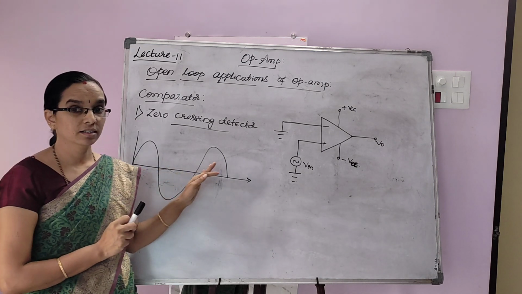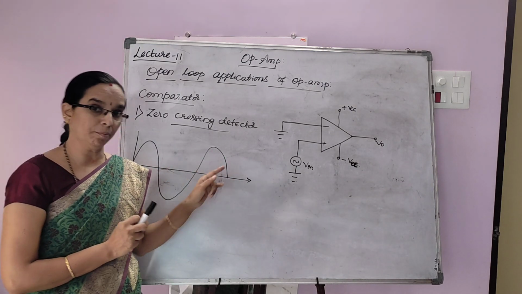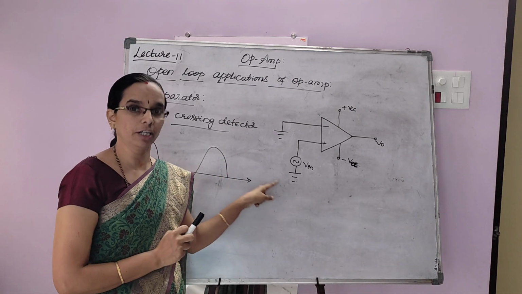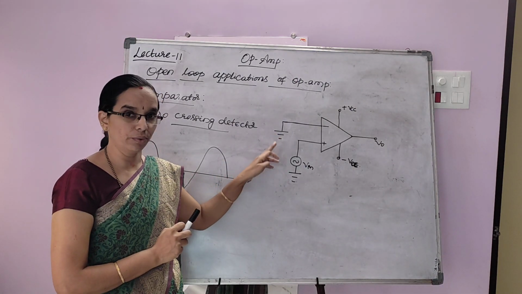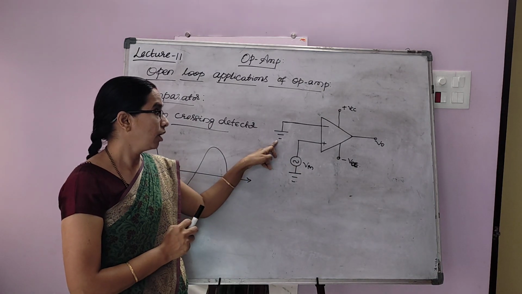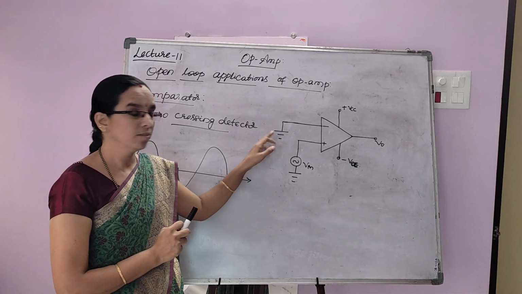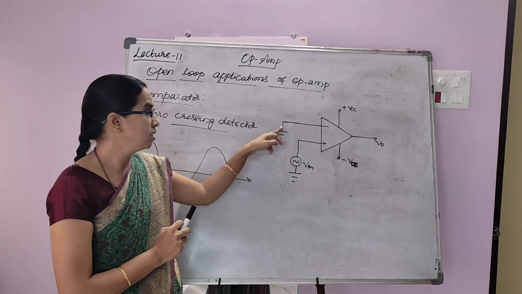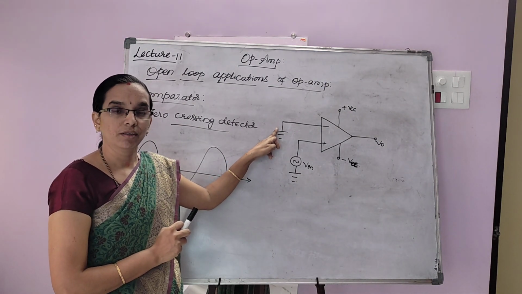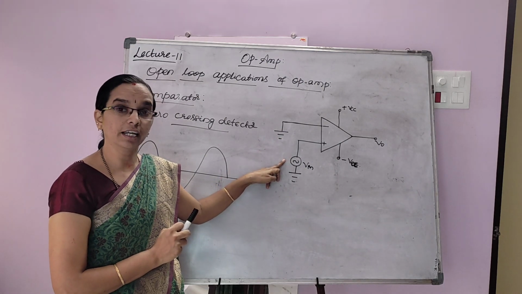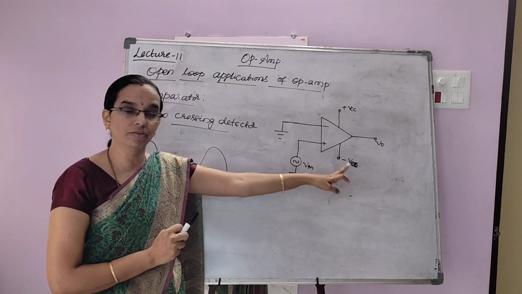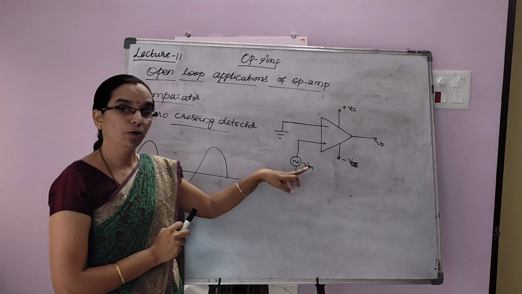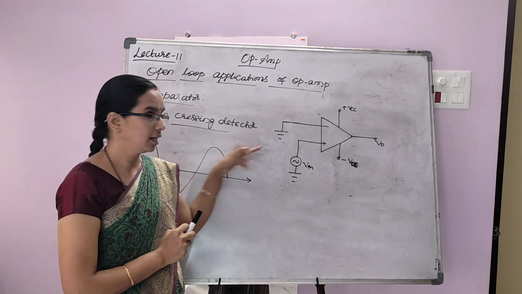In this case, it is also a comparator, but the input is given to only one terminal, that is the non-inverting terminal, and the inverting terminal is grounded. Here grounded means it is at zero potential. It will compare both the inputs, that is Vin is compared with the ground potential. Whenever Vin is greater than the ground potential, the output will be different. When Vin is less than the ground potential, that means zero voltage, then the output will be different. So we will see that.